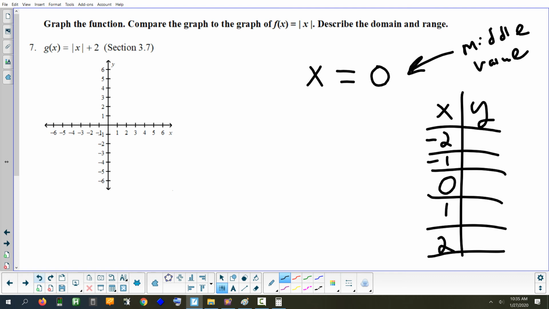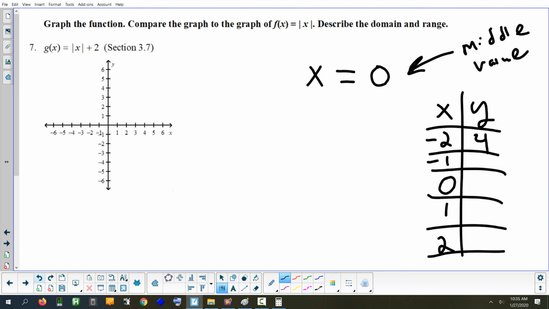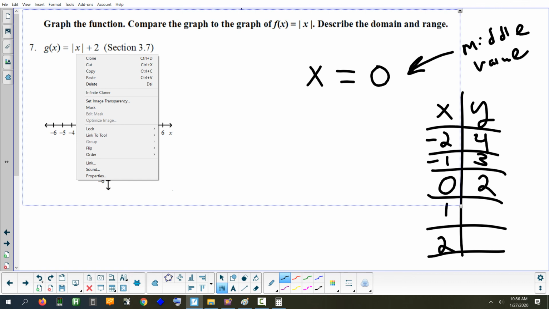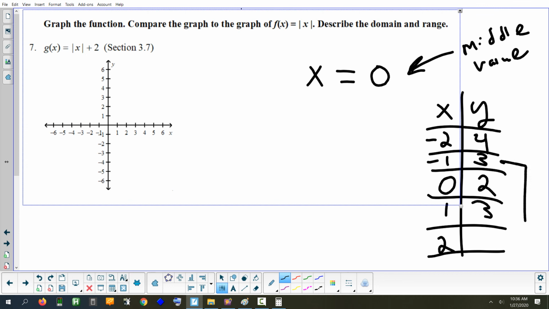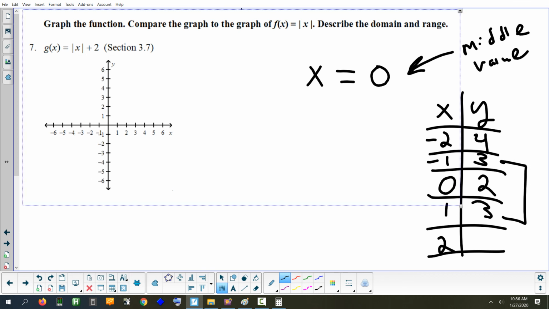Okay. What's the absolute value of -2? 2 plus 2. 4. What's the absolute value of -1? 1. Plus 2. 3. What's the absolute value of 0? Plus 2. 2. Now watch what's going to happen here. What's the absolute value of 1? 1 plus 2? 3. And what's the absolute value of 2? 2 plus 2? 4.